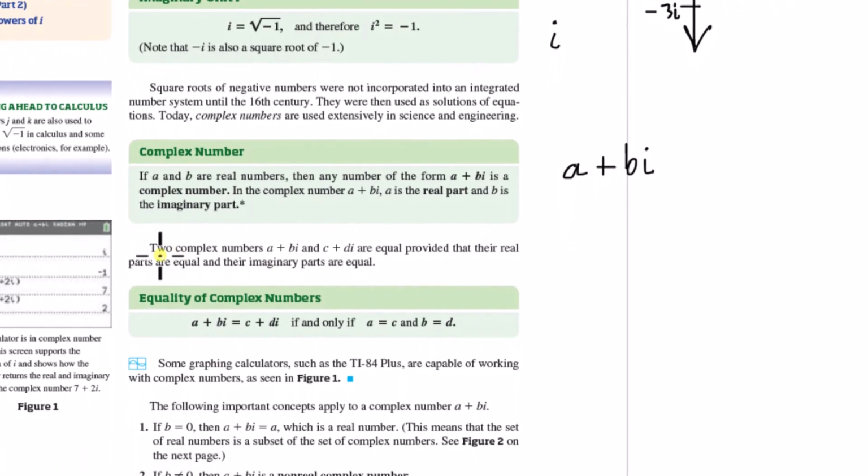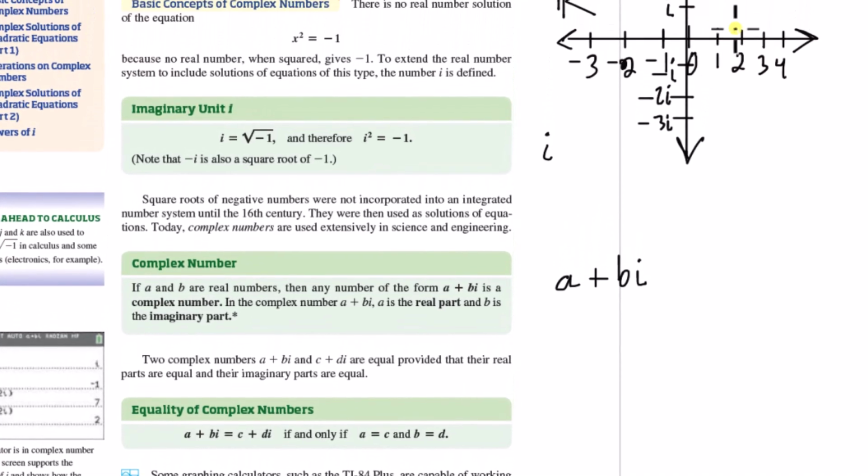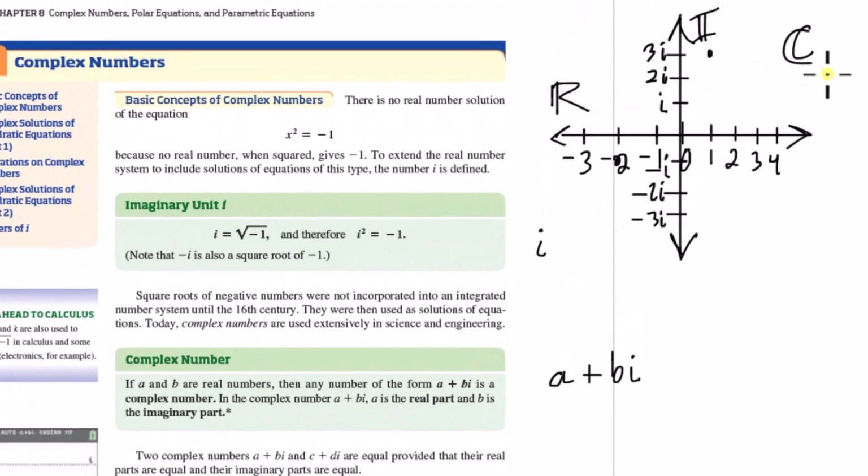So now, two complex numbers, a plus bi and c plus di, are equal provided that their real parts are equal and their imaginary parts are equal. So what that's saying is, if you think about this from the perspective of the complex plane, for two complex numbers to be equal, really for any two numbers in the truest sense to be equal, they have to be at the exact same point in the complex plane. They have to be on top of one another. And the only way that's going to happen is if the real parts are equal and the imaginary coefficients are equal.